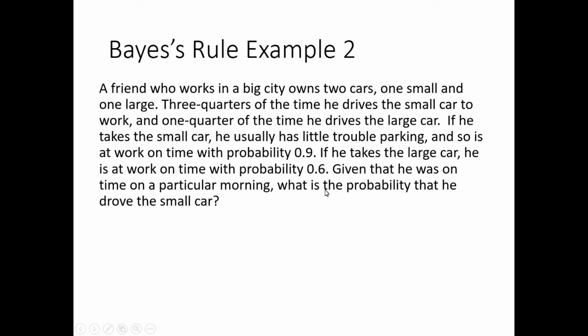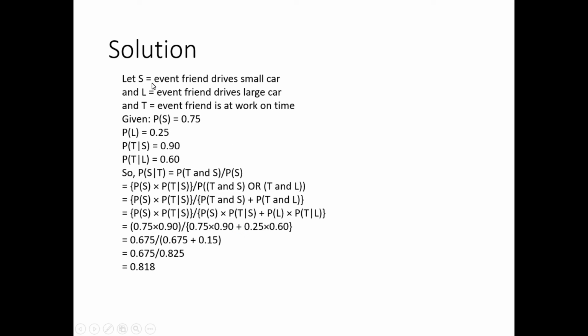The last thing I need to do is decode this sentence, and maybe it would have been easier to start here. What this tells me is, given that he was on time a particular morning, what's the probability he drove the small car? So what we know has already happened is that he was on time. What we're not sure of is the probability of S, that he drove the small car. That's why I have to write it as P of S given on time, which I'm going to call T. So we're looking for the probability of S given that T already occurred. Showing what that looks like when we put it in the formula, we set up S equals friend drives small car.